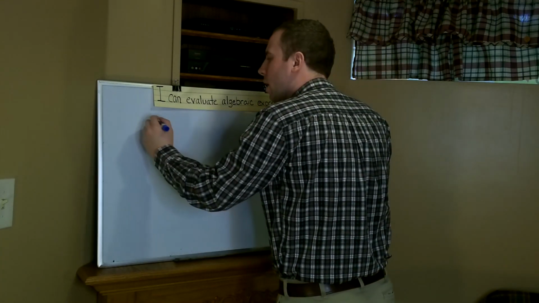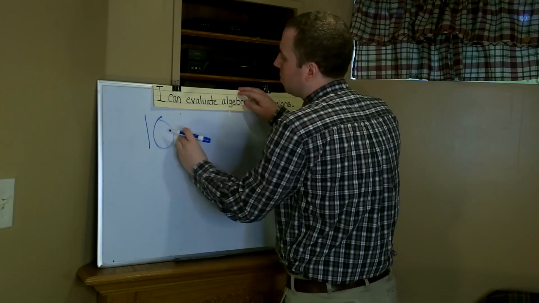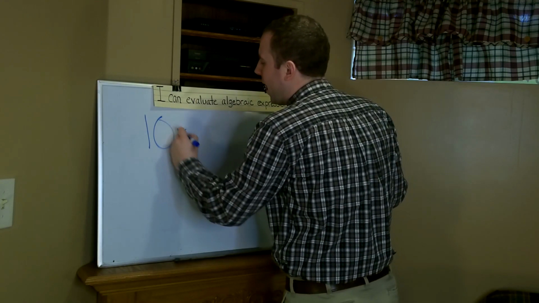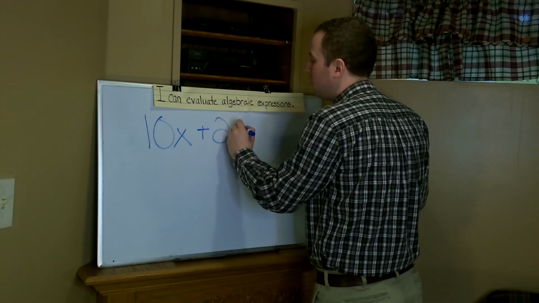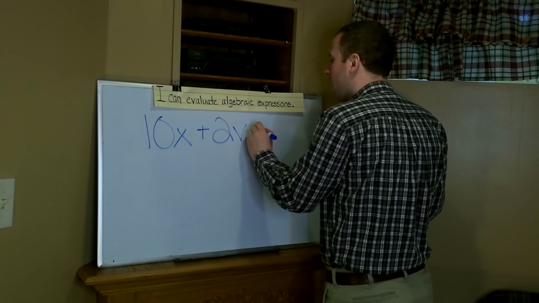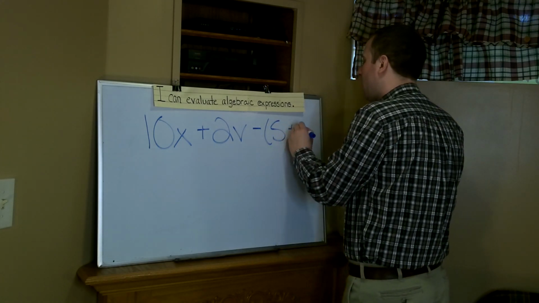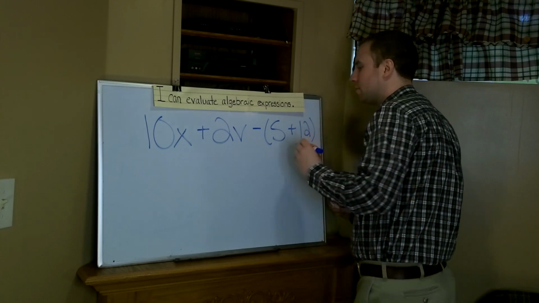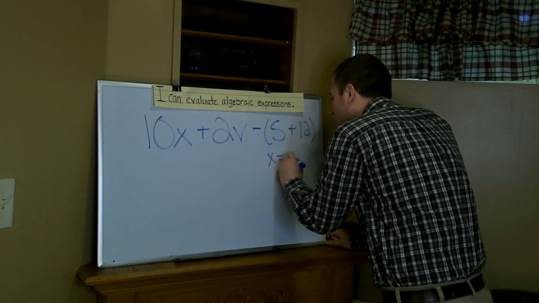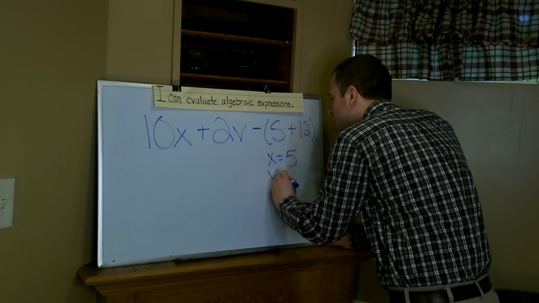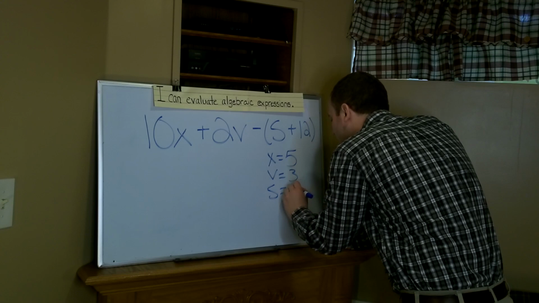So, let's say I have 10x plus 2v minus s plus 12. Get a little saucy there. Where x equals 5, v equals 3, and s equals 7.